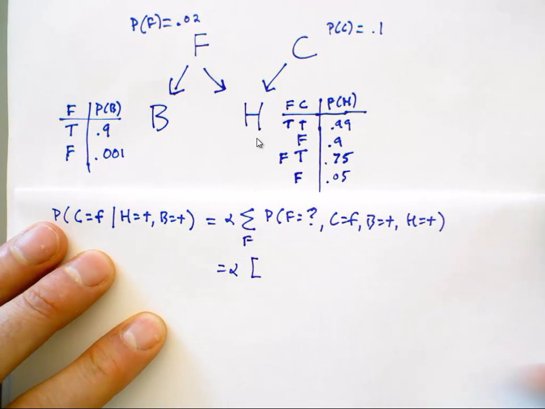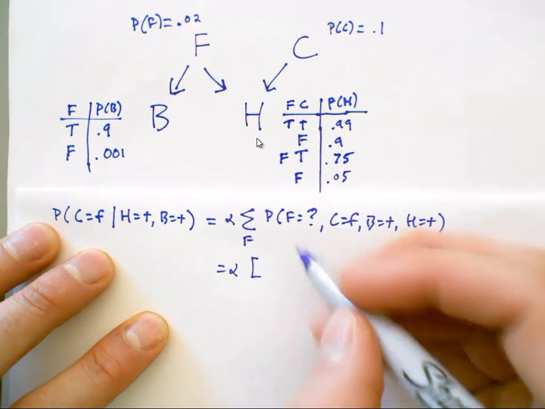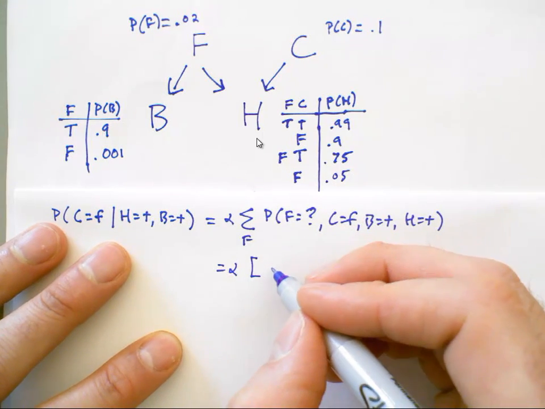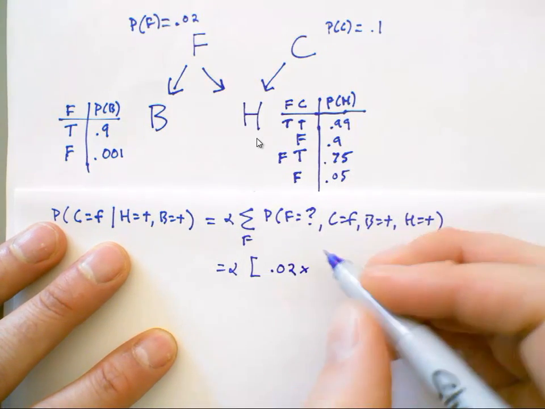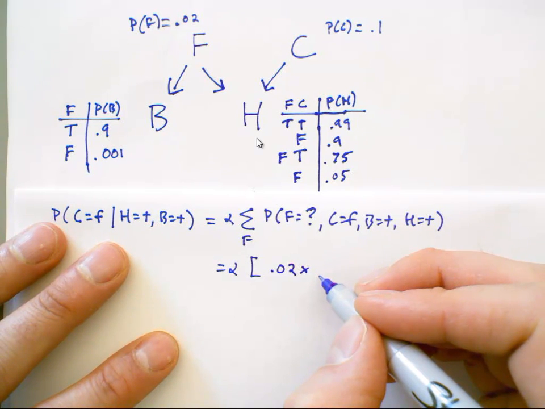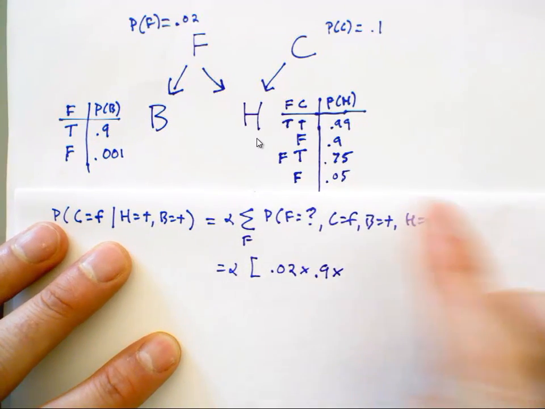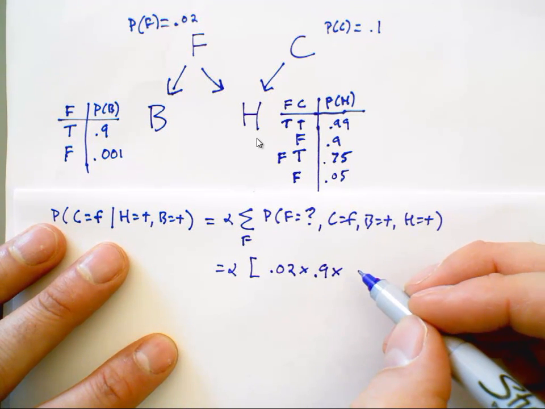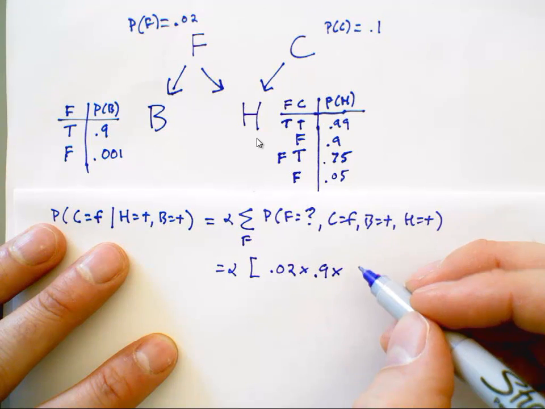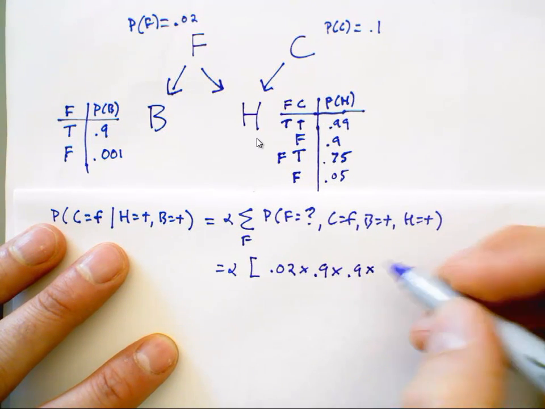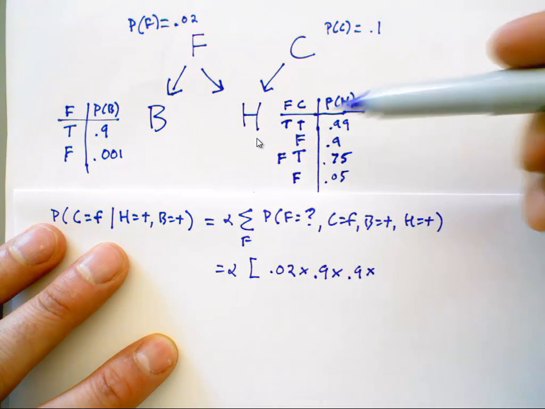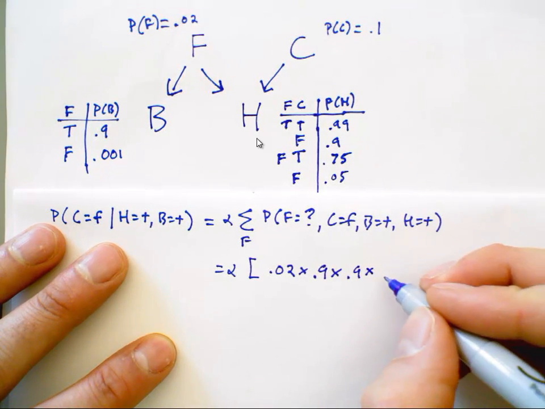Who hasn't gone yet? Frank! Let's do the true case for F. Okay, so we start with 0.02, and the cancer is false, that's 0.01, that's 0.1. And B given that is true is 0.9, and given F is true and C is false, that's also 0.9.